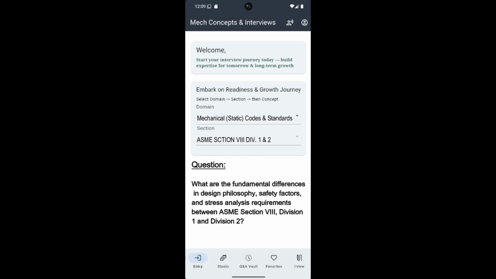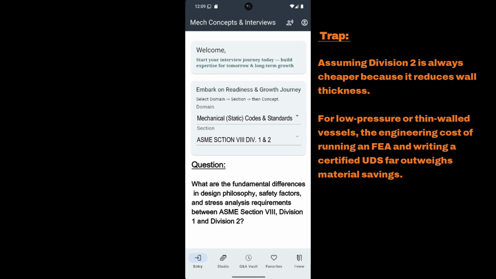Well, if a project manager assumes Division 2 is always cheaper simply because it reduces the physical tonnage of steel, they are walking into a classic engineering trap. How so? You can never look at raw material savings in a vacuum. You have to account for the massive engineering overhead required to actually execute that design. Walk me through that overhead. Where is the actual economic break-even point?